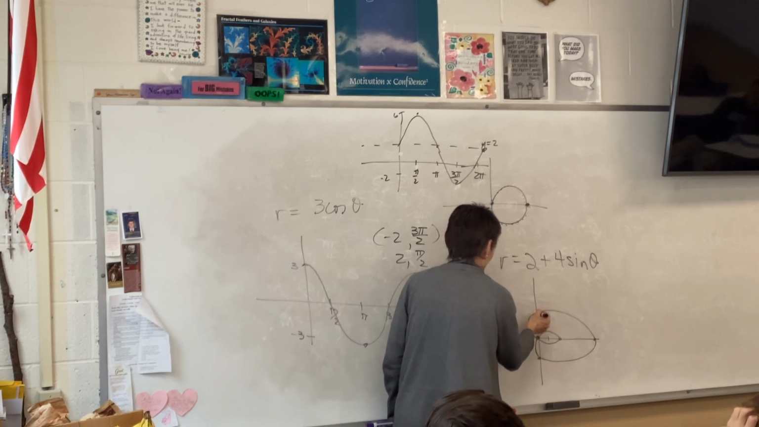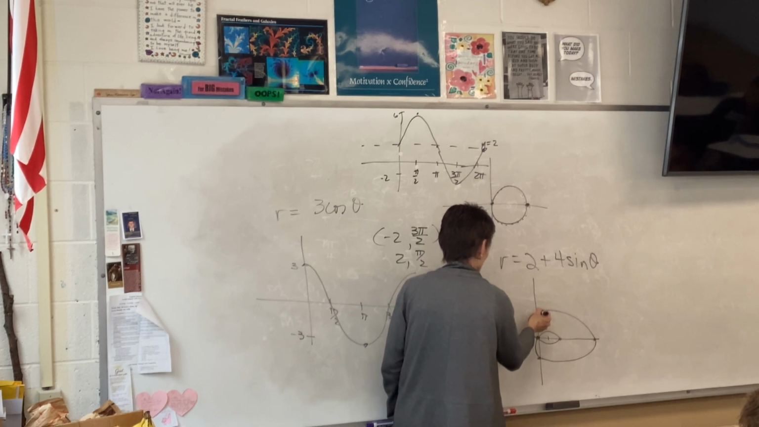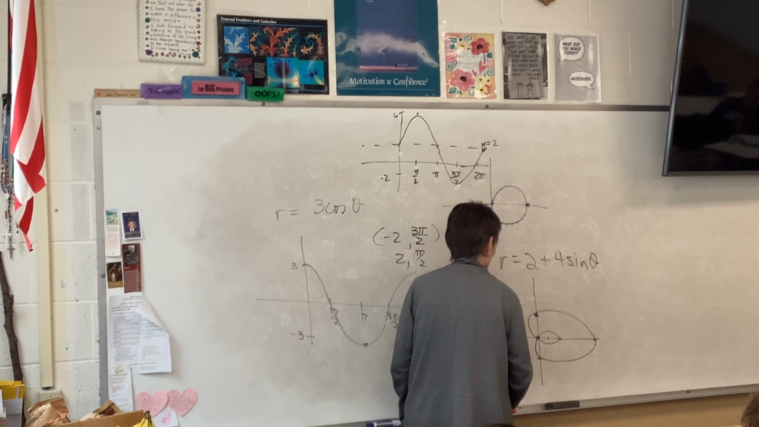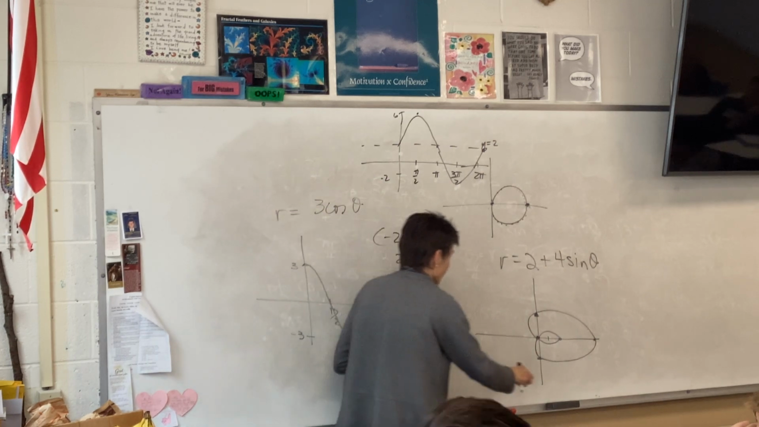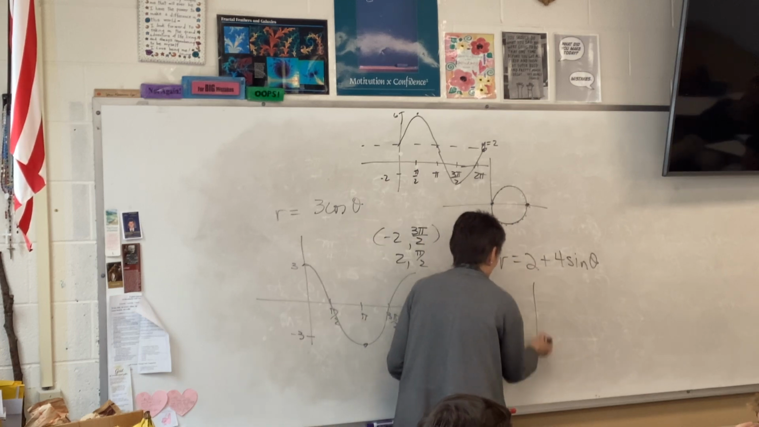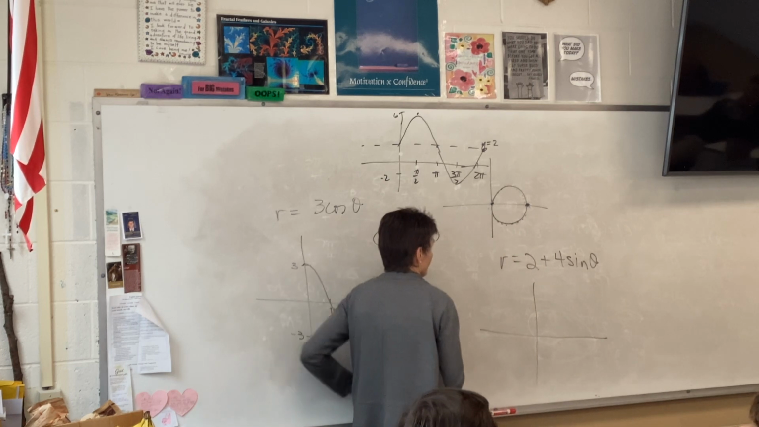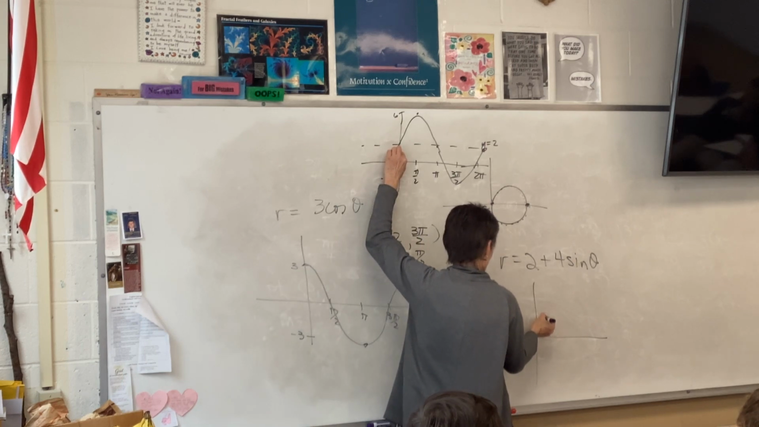That was 3 pi over 2, so this was negative. Something doesn't look right about that. I'm gonna start that one over again. Help me out here, guys.